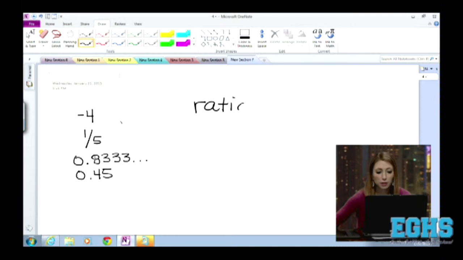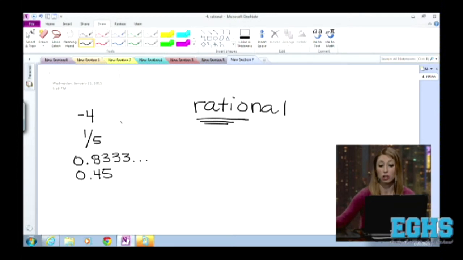Rational number, so it's very important, it has this root word ratio in it. And so essentially what a rational number is, is a number that can be written as a ratio. That would be the definition of a rational number. So a ratio or a fraction. Also, ratios and fractions are very similar. So any whole number is going to be a rational number.